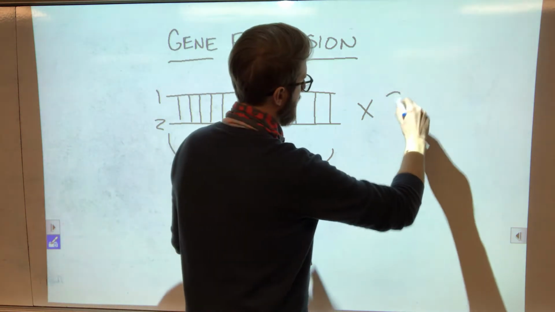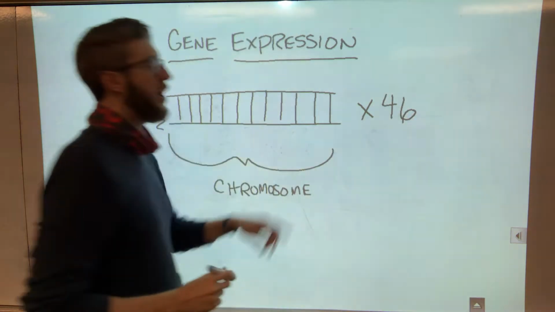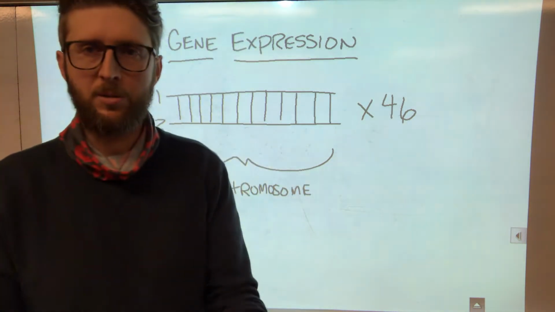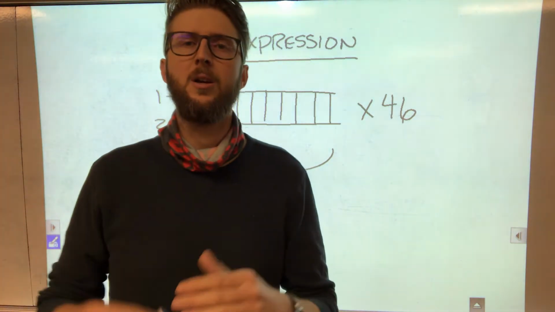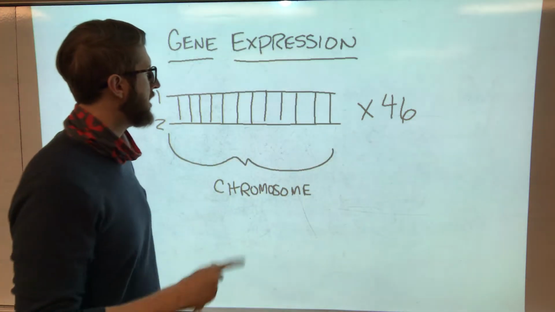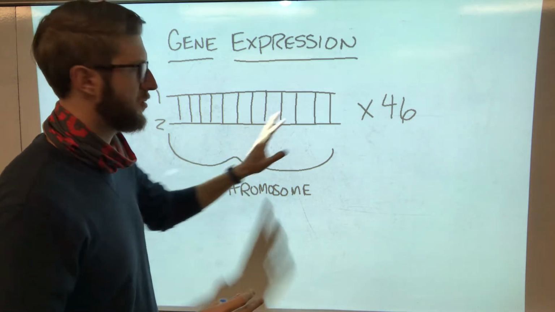And there's actually 46 of these chromosomes inside of each and every nucleus inside your body, with the exception of a few that I won't go into right now. But for the most part, every cell in your body has 46 chromosomes.